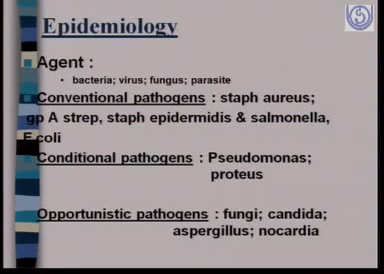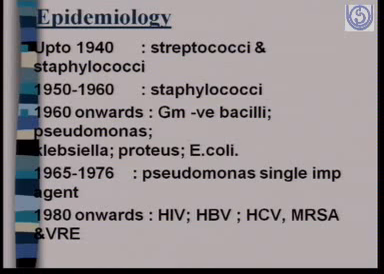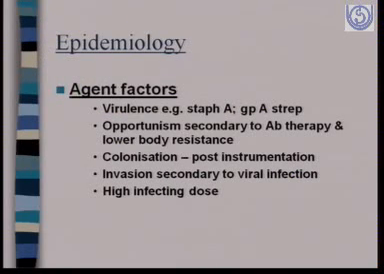Conventional pathogens like Staph aureus, Group A Streptococci, Staph epidermidis, Salmonella, and many others have come in, which are becoming important: Clostridium difficile, as well as various others. Acinetobacter has come up in a very big way from 1980 onwards. So the pattern is also changing, from Streptococci, Staphylococci, gram-negative bacilli. Now we have MRSA, VRE, and Acinetobacter. Agent factors depend on virulence, opportunism, colonization, and invasion secondary to viral infection.